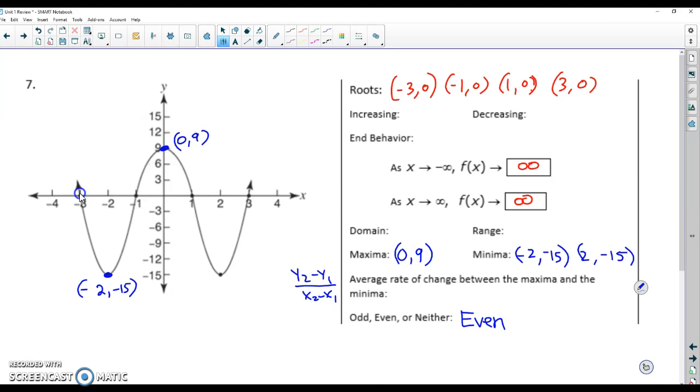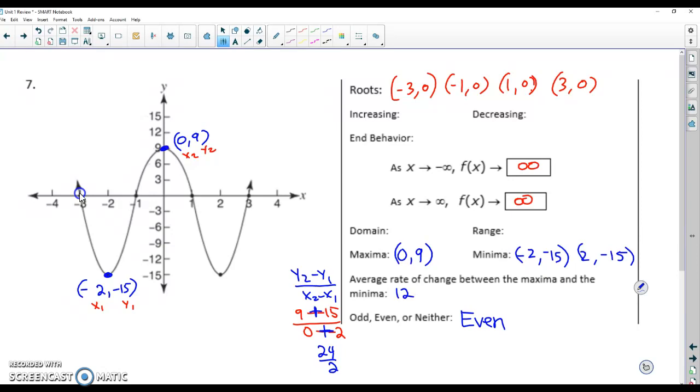If I did my formula, I would label this as x1, y1, x2, y2, and then I would just plug it into the formula. So we would have 9 minus -15, and then on the bottom we would have 0 minus -2, in which case the two negatives turn into a plus. So we end up with 24 on top and 2 on the bottom. So ultimately, our average rate of change is 12.